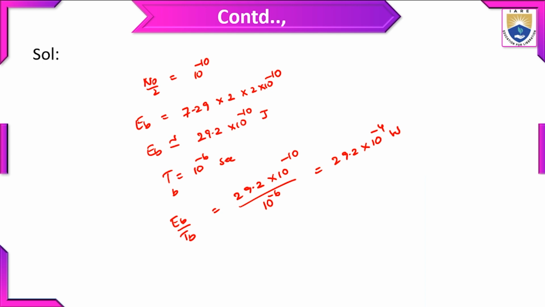The minimum channel bandwidth required is approximately 1 by Tb, that is equal to 10 power 6. So that is 1 megahertz. So this is my channel bandwidth. Okay, that is 1 megahertz.